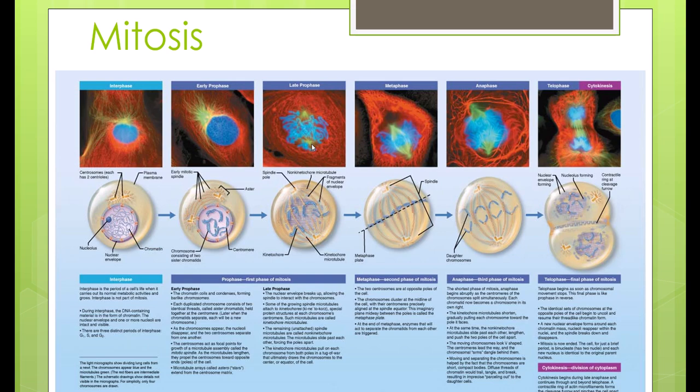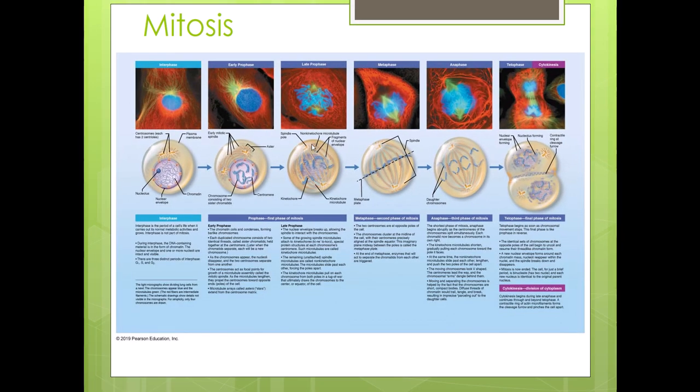The sex cells go through a slightly different process called meiosis, and so they end up different and not genetically identical. But in mitosis, one parent cell results in two genetically identical daughter cells.